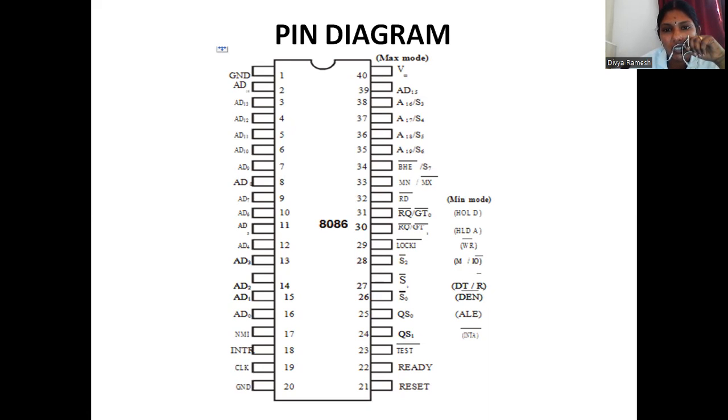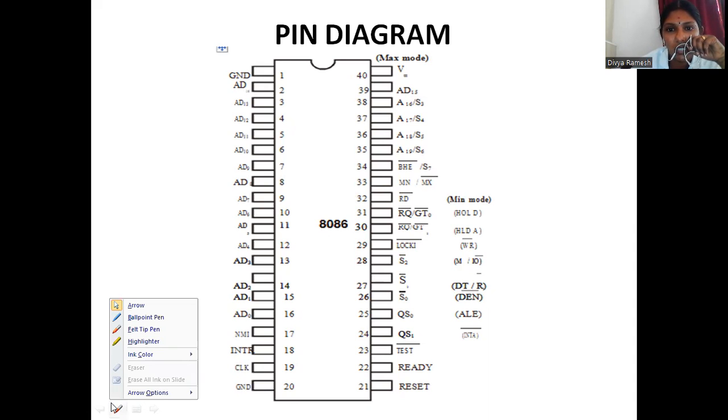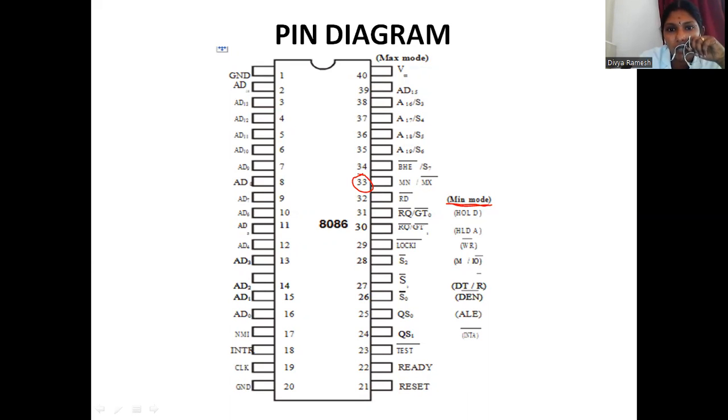For example, in minimum mode, the pins range from 31 to 24. The highlighted pins come under minimum mode. So these are the minimum mode pins. And pin 33 is used to designate whether the 8086 will operate in minimum mode or maximum mode. Depending upon this input, the 8086 will choose minimum mode or maximum mode. These are the maximum mode signals. From 32 to 24, you are going to give two signals, minimum mode and maximum mode signals.